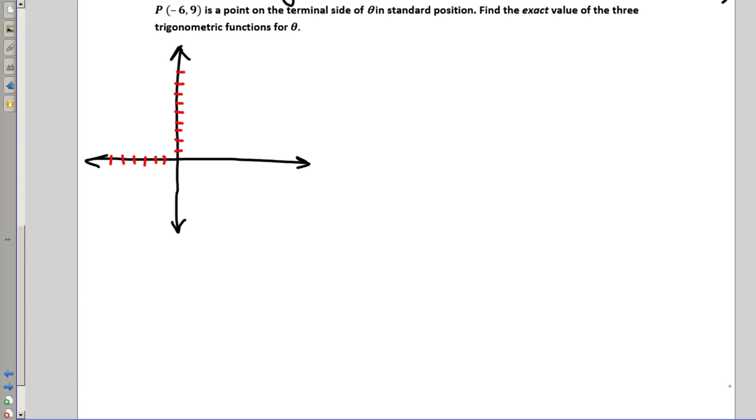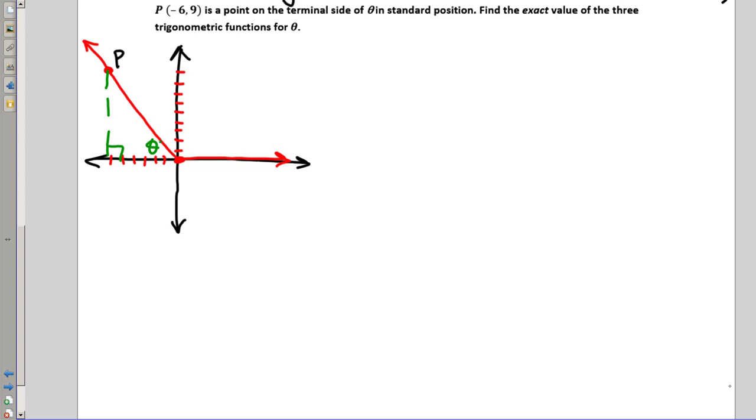It doesn't have to be exact, you can make a decent sketch. So standard position, vertex on the origin, and then point P is on the terminal side. So here's point P. If I'm going to find the trig functions, we know that they're right triangle trig. So that means we need to in some way have a right triangle. And so here's our theta.